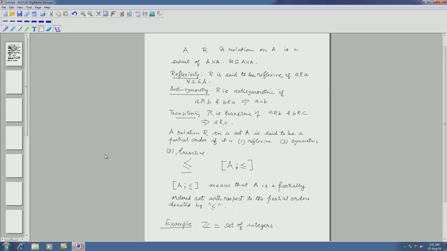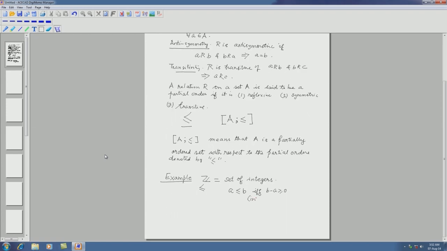and the partial order will be denoted by less than or equal to, and this is indeed the less than or equal to in the sense of the ordering in the set of integers, that is A is less than or equal to B if and only if B minus A is greater than or equal to 0 in the usual sense.